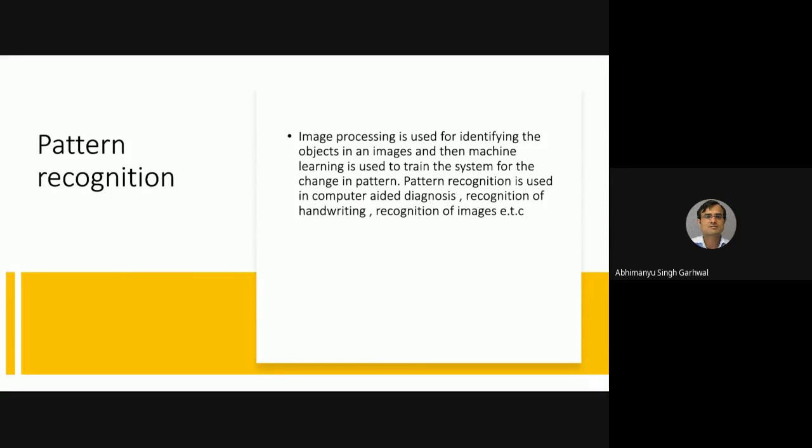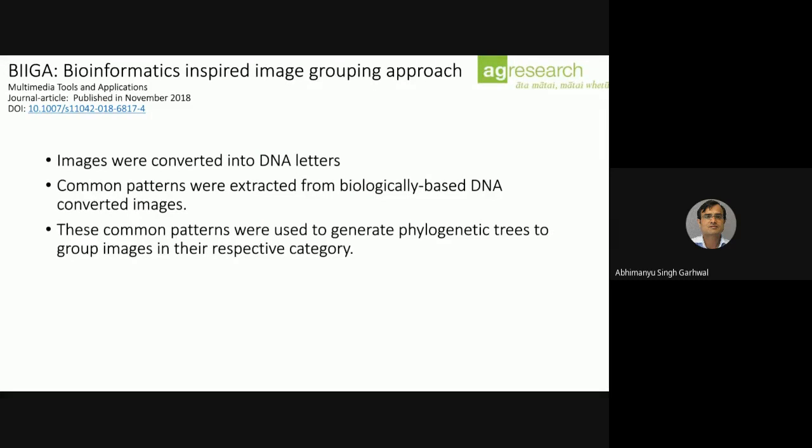I did some work on this pattern recognition system. This is my PhD work, where I converted images into DNA letters like adenine, thymine, guanine, and cytosine. Then from those DNA encoded images, I extracted common patterns, and those common patterns are used to generate phylogenetic trees to group images into their respective categories. For extracting patterns, I used some sequence alignments.